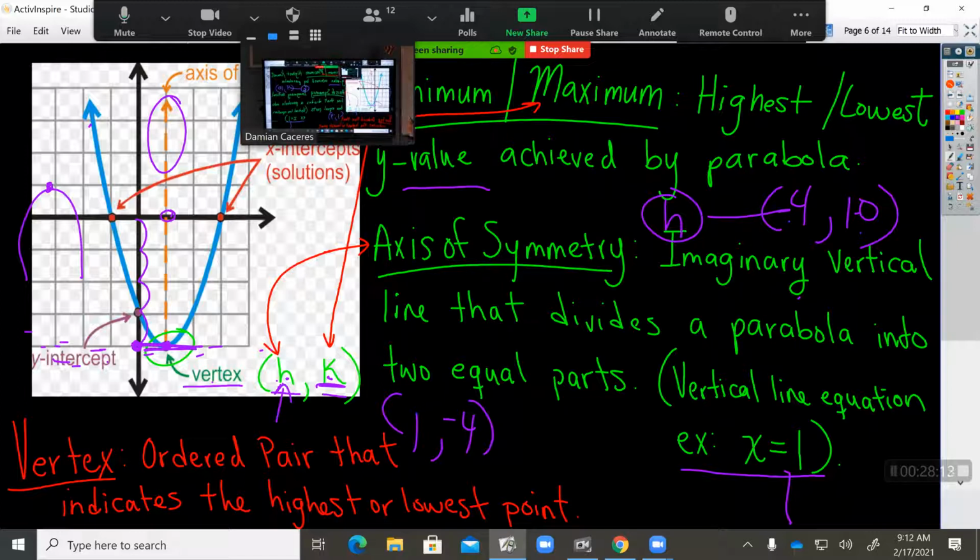We're going to do like 3 pages of this same vocabulary terminology. That's H. H is your axis of symmetry. K is your minimum or maximum. That's fine. Just make sure you understand. All right, next page.